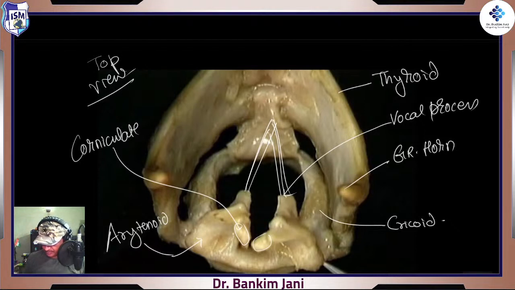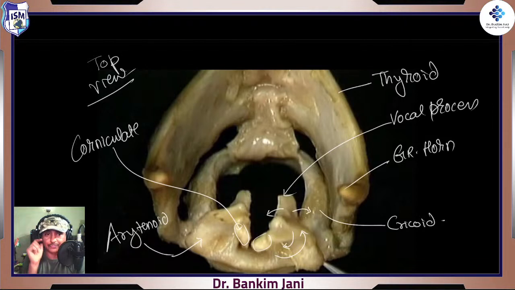But right now, let's remove this. So that's the vocal process, right? And it is forming a joint, right? So it can move, it can rotate, right? So it can rotate, and at the same time it can move medial and lateral, right? So it can move like this and it can move like this. So these are the possible movements of arytenoid, right?